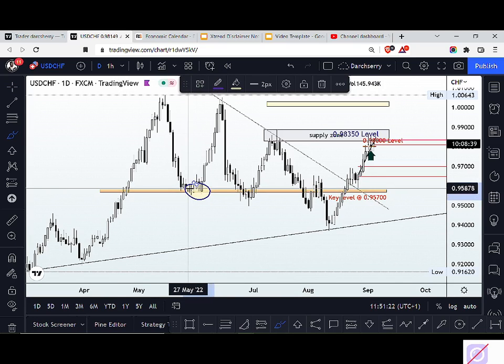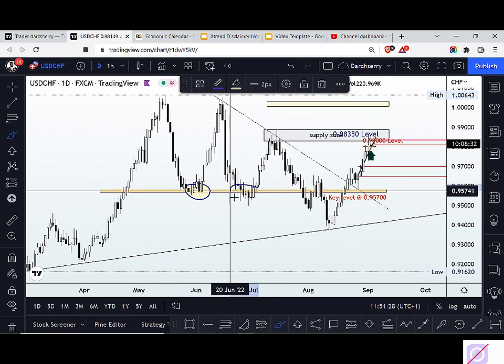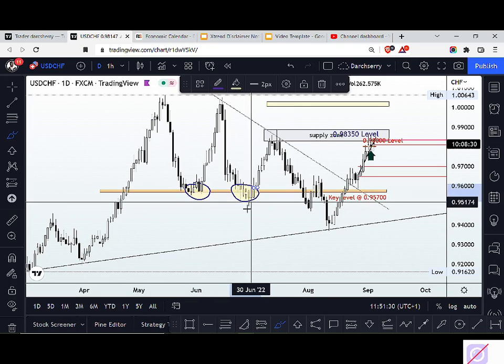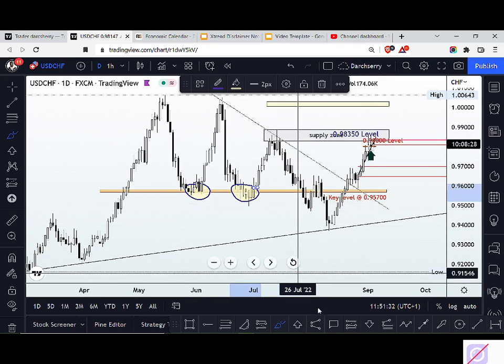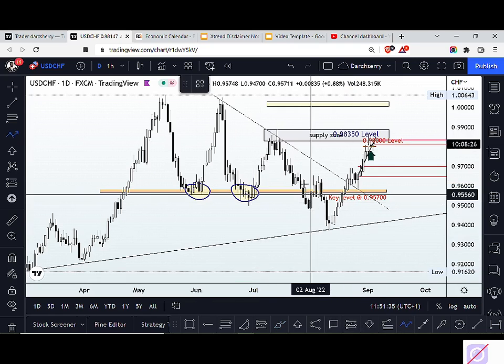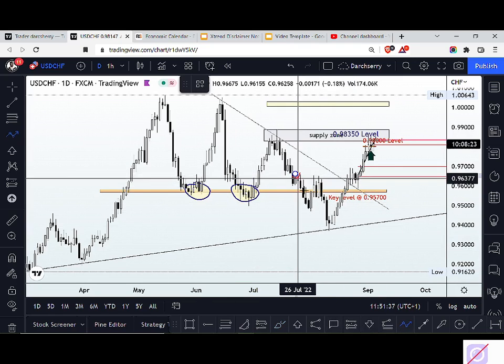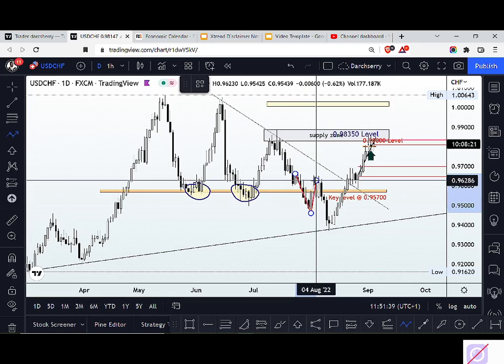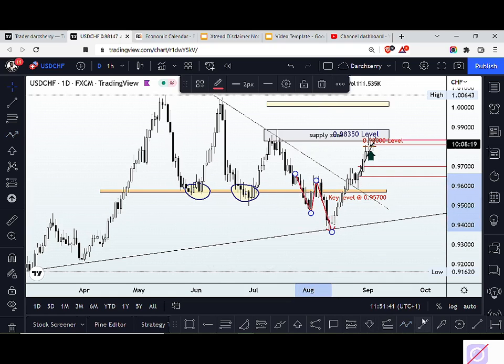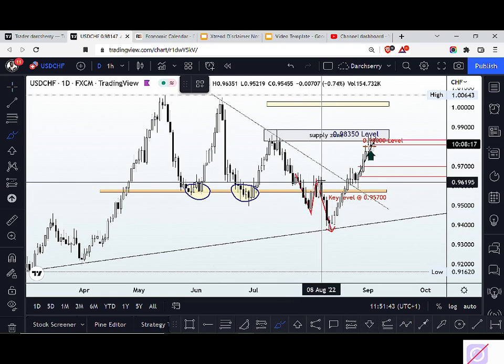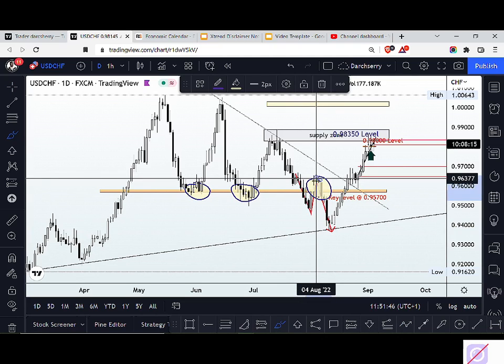We can see how price came into this area in the month of May to become a demand structure. Then in the month of June through July, we saw price came into this area, rejected by the sellers to push price to the upside. And something happened during the month of July through August. We saw a breakdown retest of the structure to make that area a supply niche for participants in this market.